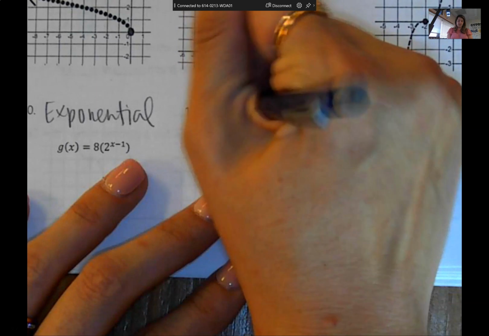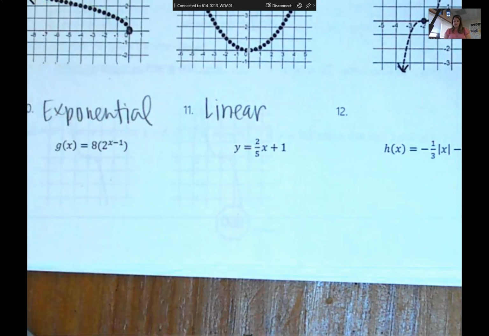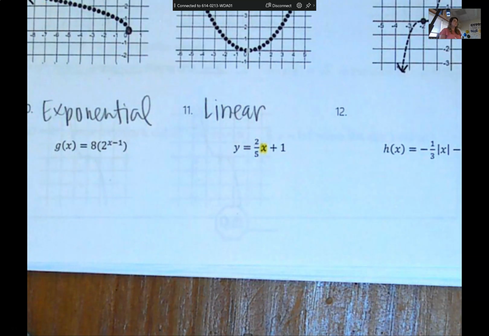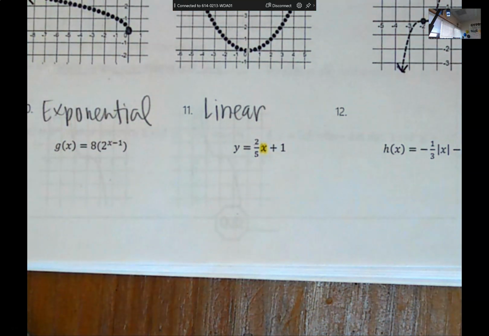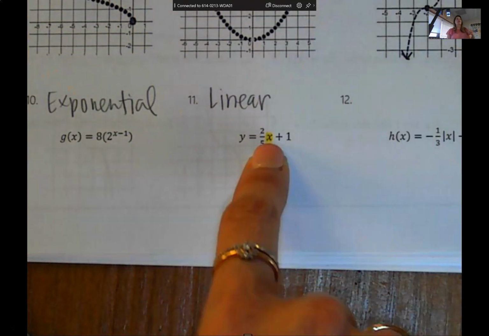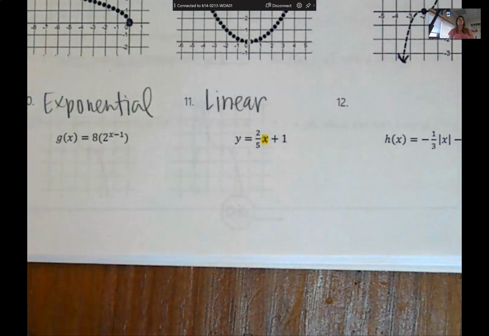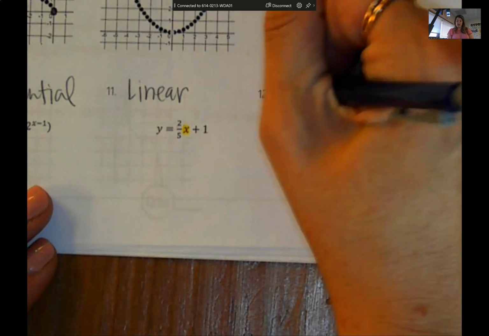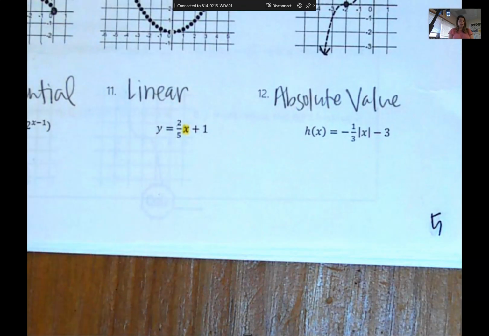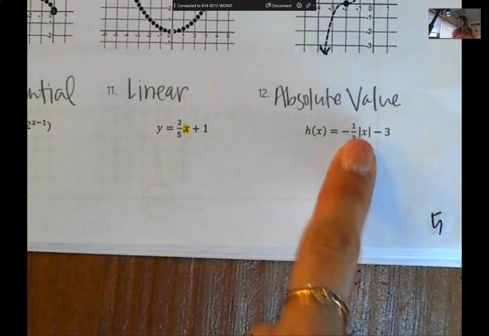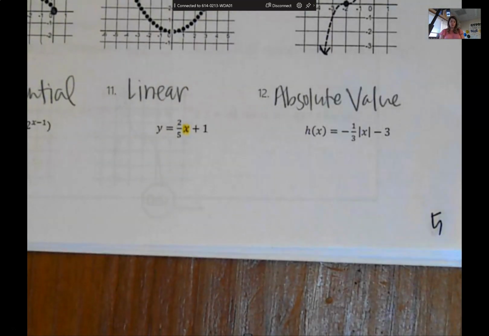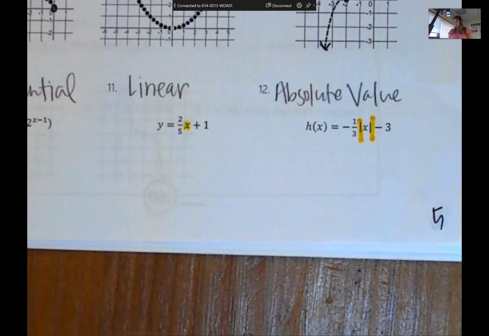11 is linear because all it has is this x. I mean, I know it has a 2/5 and a +1, but in terms of the symbols that we're looking for, it's just x. It's not x squared or x cubed or x trapped in a root or in straight lines. The last one is absolute value. How do I know? Because of these 2 straight lines right here. Those are the symbols that tell me that this is the absolute value family.